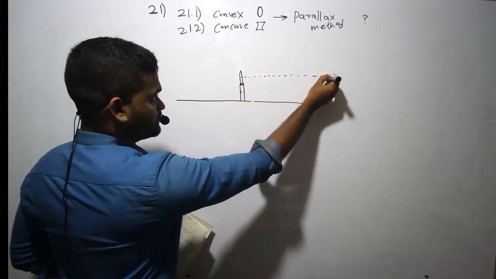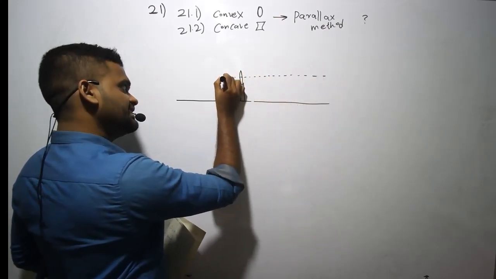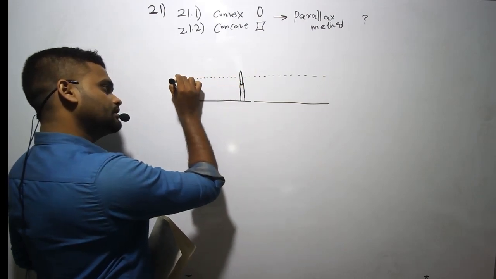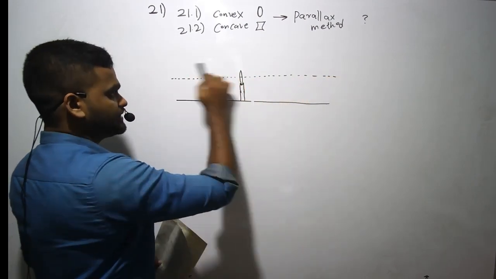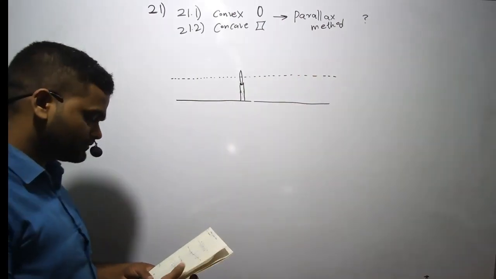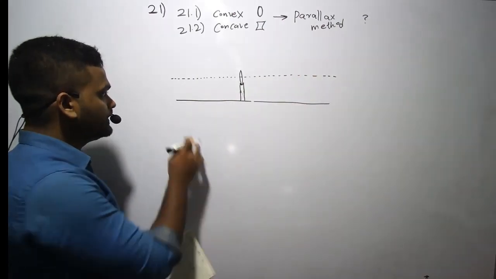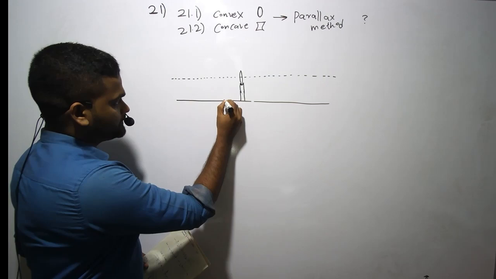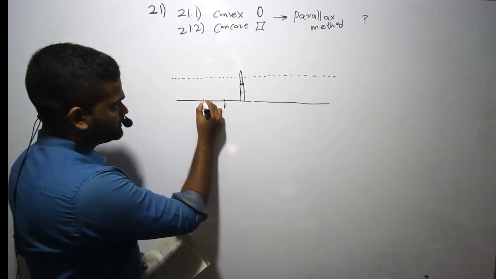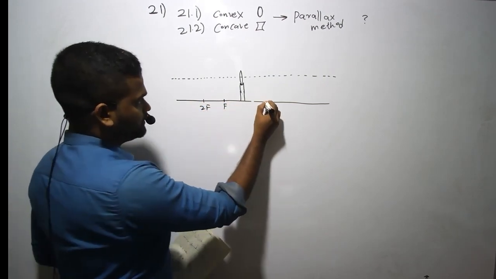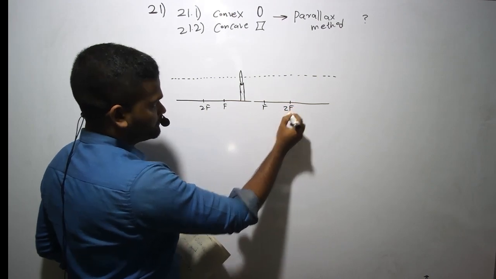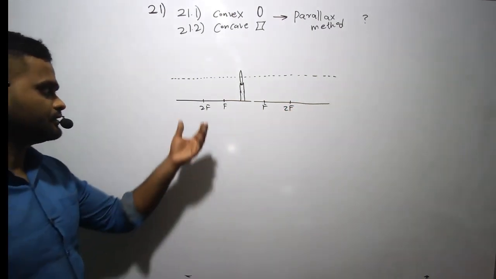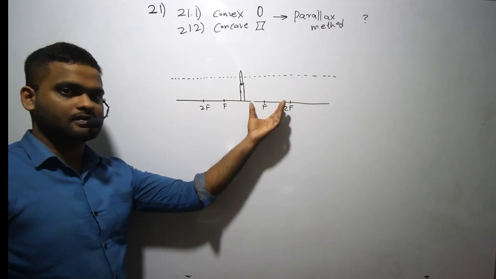Then there's the principal axis. You cannot see this principal axis, right? This is just for the explanation. There's the principal axis. Then this is, let's say, F, 2F, F, 2F, right? So you know the locations of these.